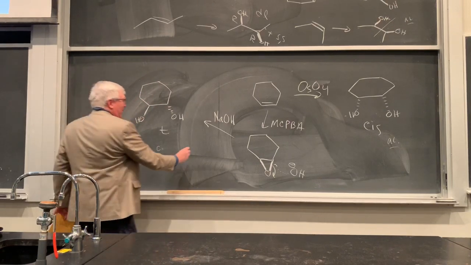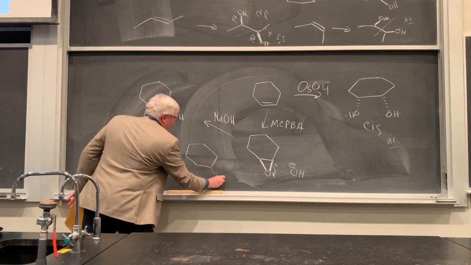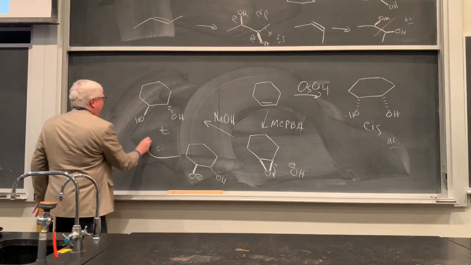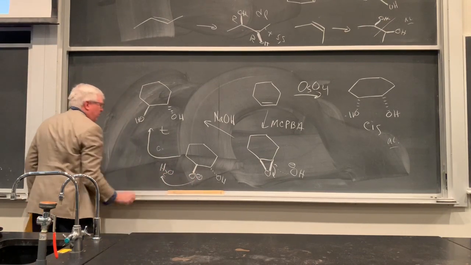And what? That would give us the ring open thing. OH would be on the bottom. O minus would be on the top. And how do we finish it off? Well, water would just neutralize that.